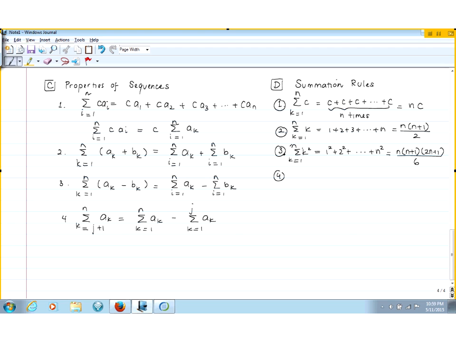Now the next one, what about cube? So this goes to n. Sigma k cube, so k goes from 1 through n. So this is 1 cube plus 2 cube plus up to n cube. This is actually the same as the second formula here, but squared. So it is n times n plus 1 over 2, but we square it, so a little bit different.